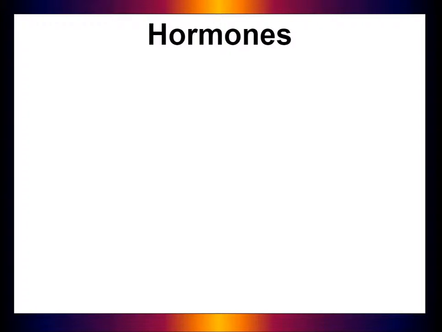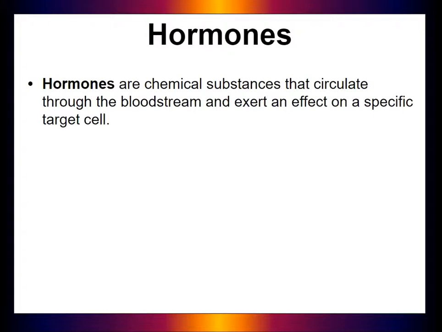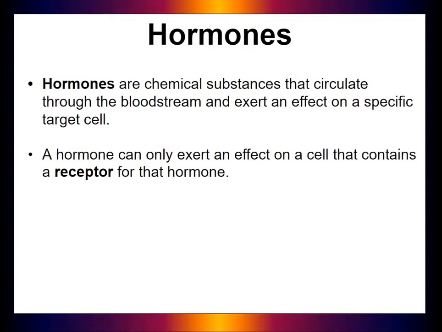The endocrine system uses hormones to cause changes around the body in order to maintain homeostasis. So what are these hormones? Hormones are chemical substances that circulate through the bloodstream, and they exert an effect on a specific target cell. So they're not going to act on just any cell, they're looking for one in particular to bind to. And so it can only exert its effect on a cell if that cell contains a receptor for that hormone.